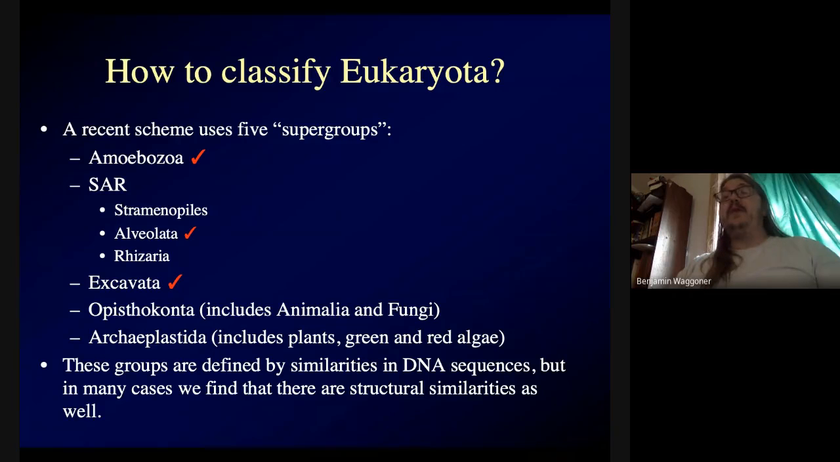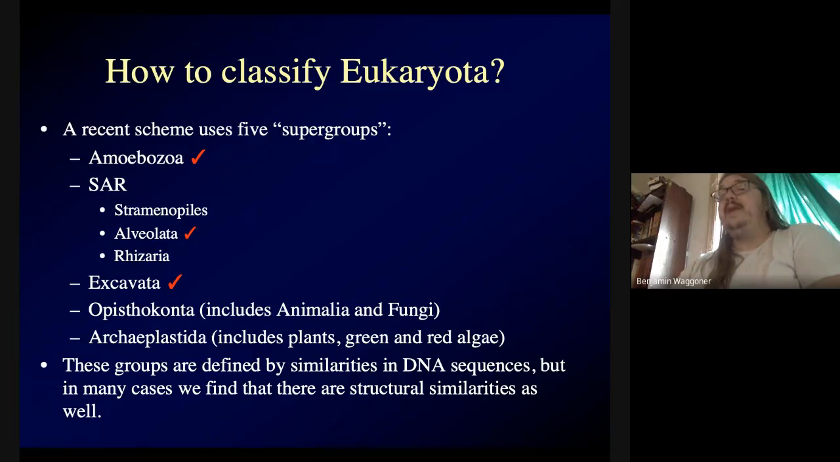The 2 groups that are left are the archaeplastida, which includes the green plants, the green algae, the red algae, and a few protists that are more closely related to them than to anybody else. And the Opisthokonta includes animals and fungi. We are each other's closest relatives. And it also includes protists that share common ancestry with animals and fungi and not with any of these other groups.